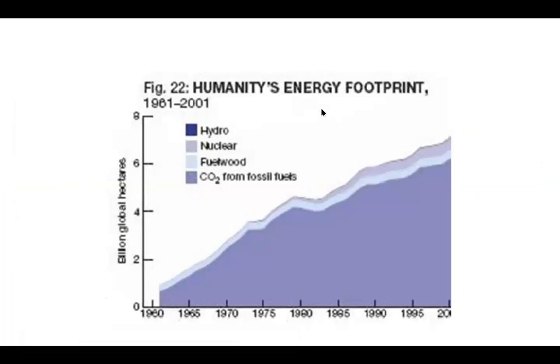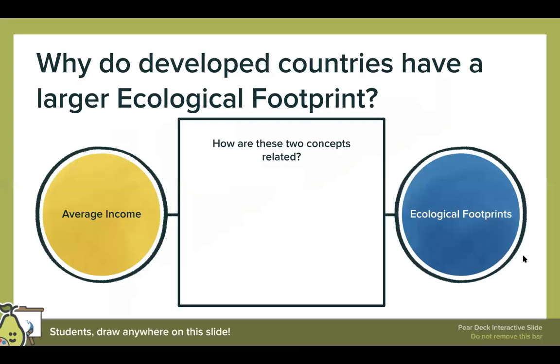Humanity's energy footprint has to do with different ways that we can get energy, like water power, nuclear power, fuel power, carbon dioxide from fossil fuels. And you'll notice the same positive trend. We are increasing our use of resources, and it's not going down. It's just a positive correlation.